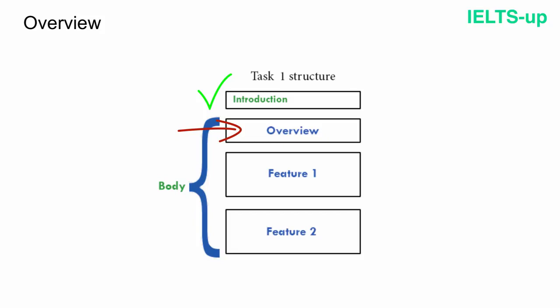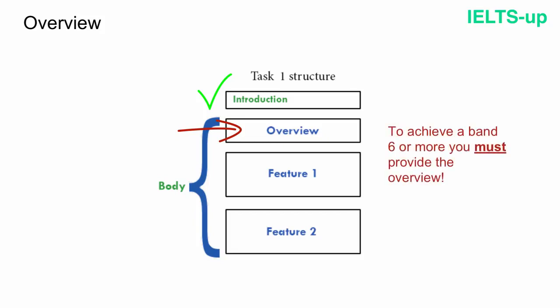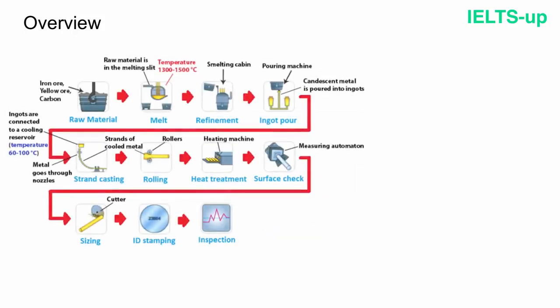This is a very important paragraph. To achieve a band 6 or more for a task 1, you must provide the overview. In the overview paragraph, you describe general features of your diagram. But unlike line graphs, pie charts, and bar charts, process diagrams have no general trends or key changes to identify.